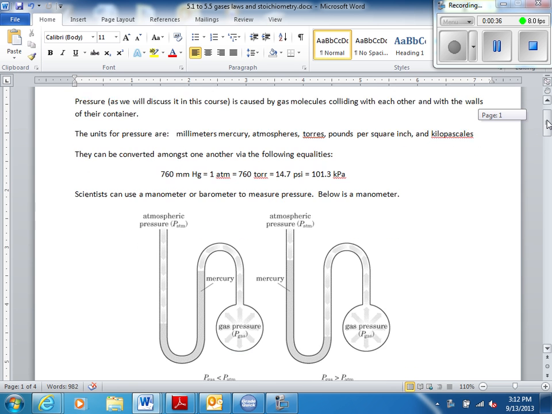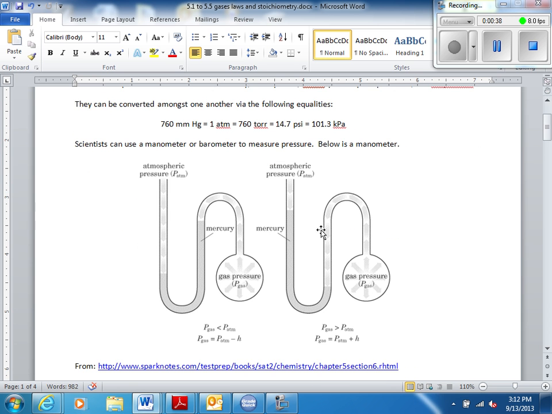To measure pressure, we use a manometer or a barometer. These are examples of manometers. We have a gas in a container, and then there's an opening to the environment. Atmospheric pressure is pushing down. You might be able to see these arrows pointing down. And the gas is pushing this way.